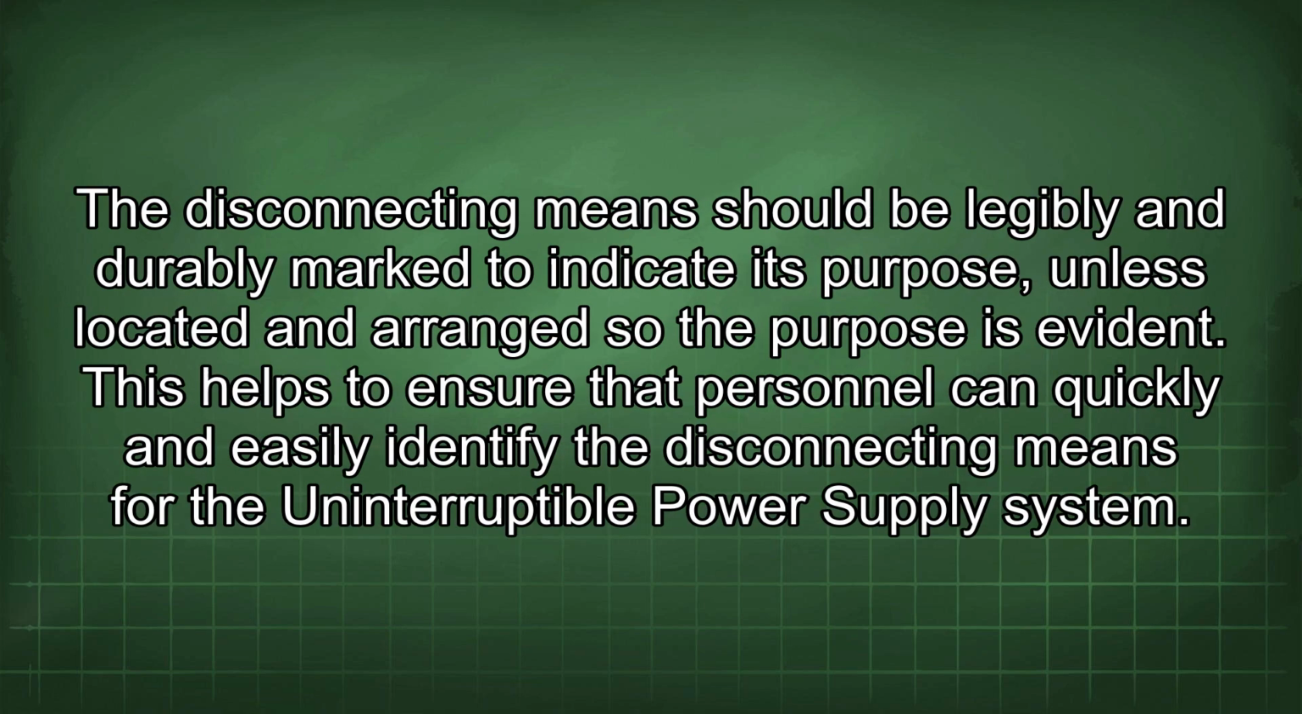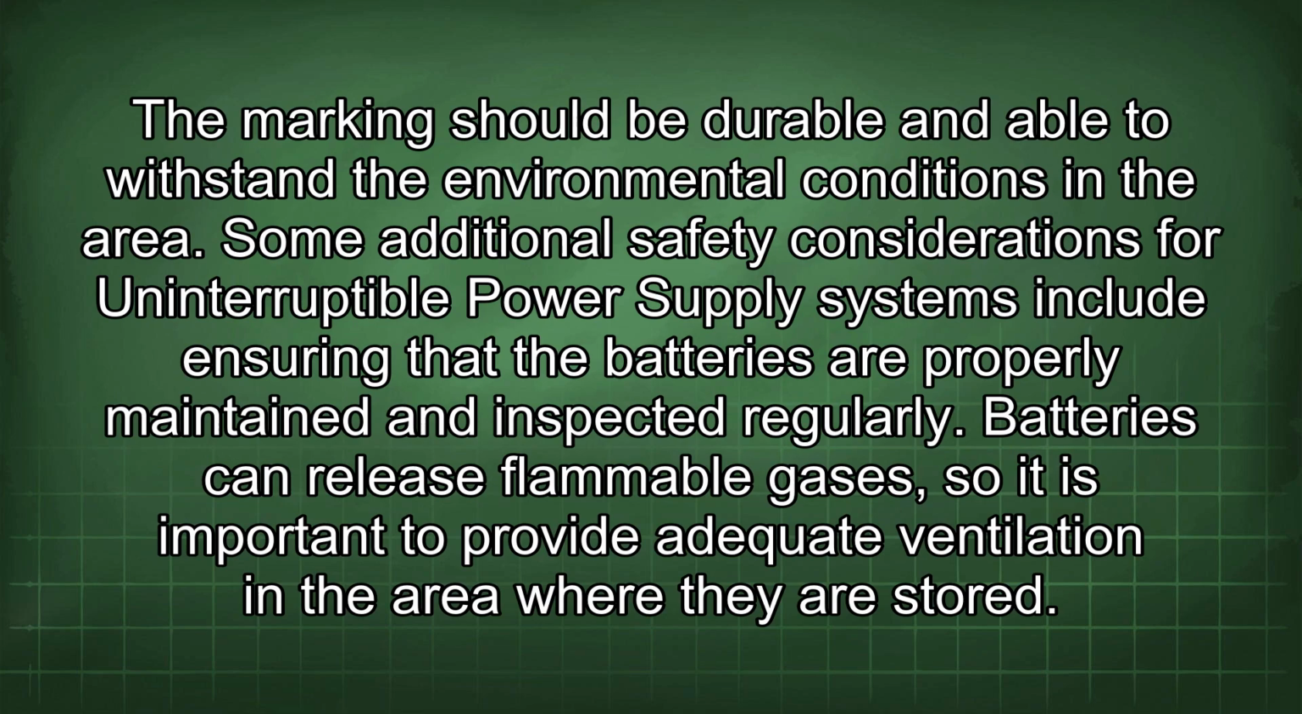The disconnecting means should be legibly and durably marked to indicate its purpose, unless located and arranged so the purpose is evident. This helps to ensure that personnel can quickly and easily identify the disconnecting means for the uninterruptible power supply system. The marking should be durable and able to withstand the environmental conditions in the area.